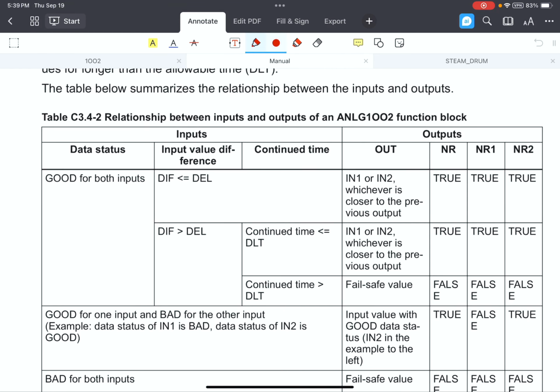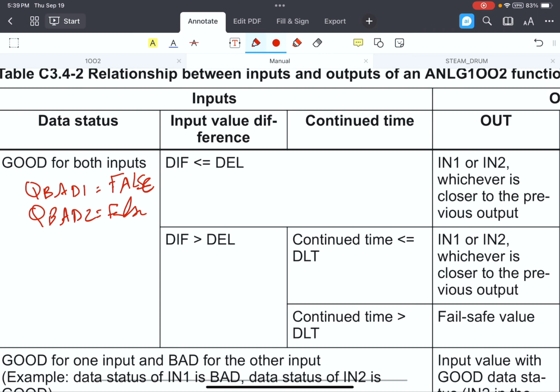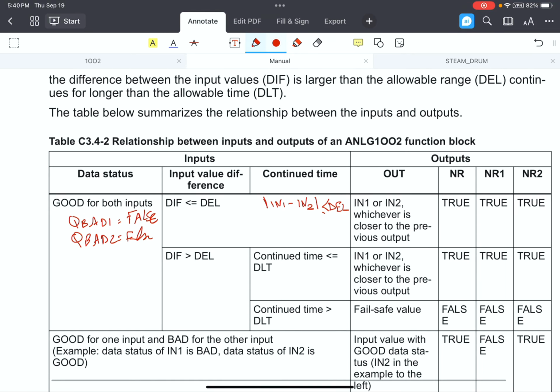So the quality signals are okay. QBAD1 and QBAD2 are false, so no bad reading or problem in the transmitters. The absolute value of the difference between input 1 and input 2 is within the delta variable. So this is the ideal case.